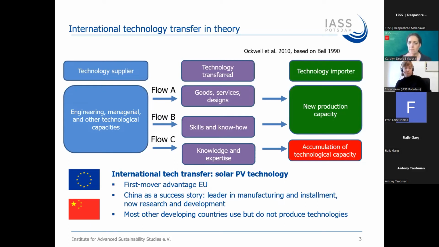And so here, I think it's important to have a look at the different actors in technology transfer. So basically, you can imagine this as one firm who's a technology supplier, and they have all of these different capacities. They have the goods, the services, the designs, they have the skills and know-how, knowledge and expertise. And depending on what is transferred to somebody who is importing it, there's either the option of new production capacities being made, but there's also the accumulation of technological capacity. And this is the one that everybody wants. This is the tech transfer and the thing that allows us to have this sustainable development, this green industrialization that's such an important goal.